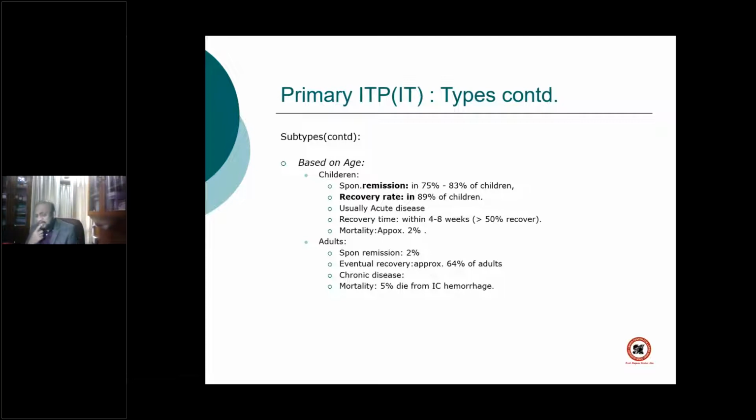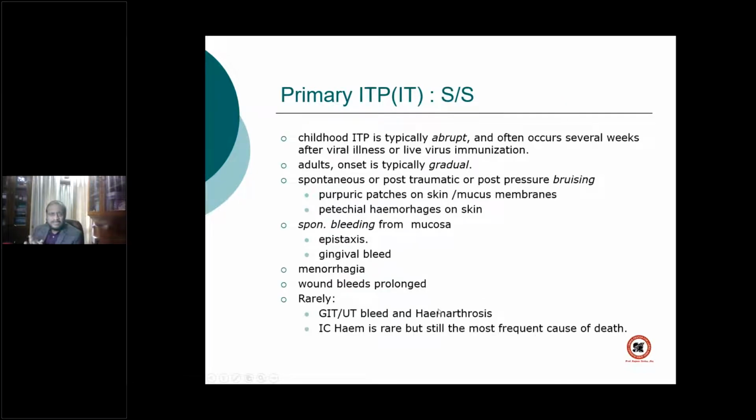On the other hand, contrast this with the adult type of ITP, where the spontaneous remission is only 2%. Here it was about 80%. Here it's only 2%. And eventual recovery is closer to 90% and 64%. That means this is spontaneous, this is induced after some therapy. Usually it presents as a chronic disease, and mortality is also more. Here it is 2%, here it is 5%, and the mortality is usually because of intracranial hemorrhage.